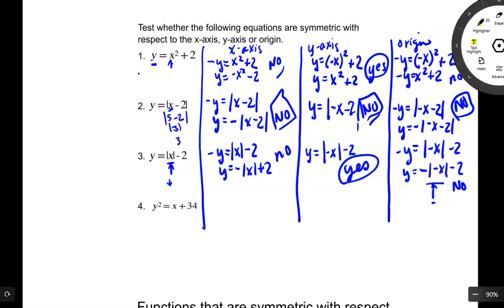Okay, and the last one, replacing the y with negative y. Notice this y is being squared. That means when we replace it, whatever we replace it with, the whole thing has to be squared.